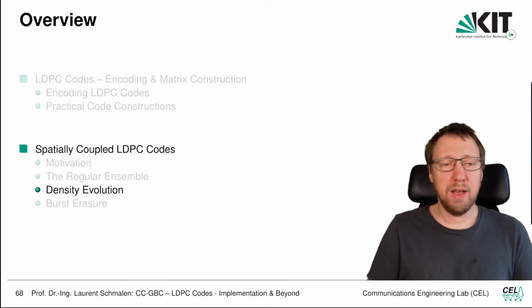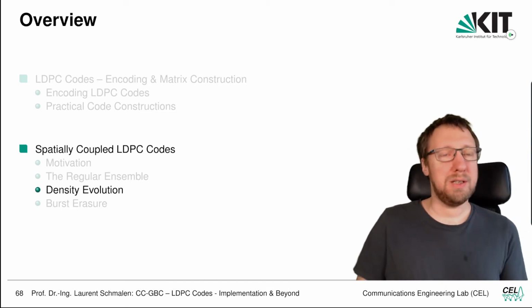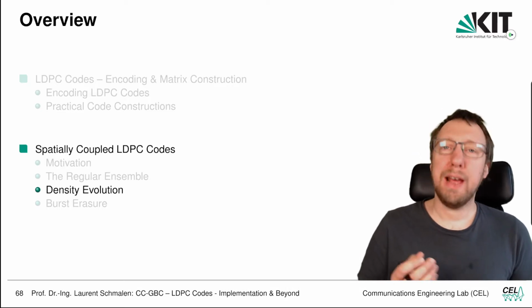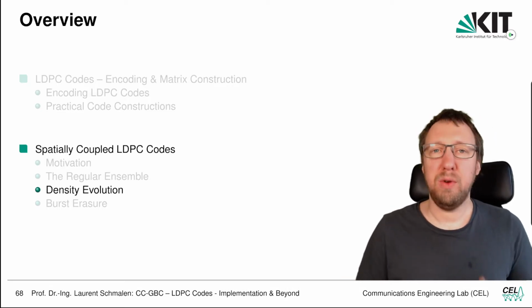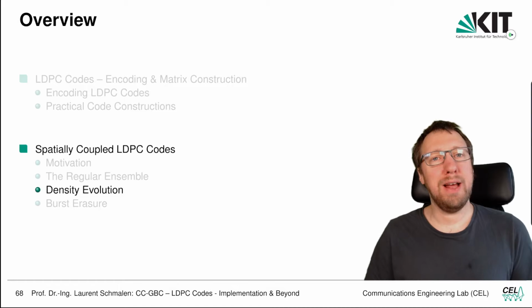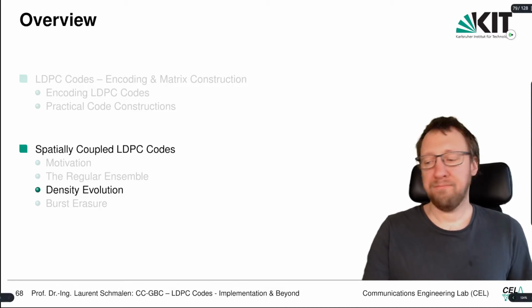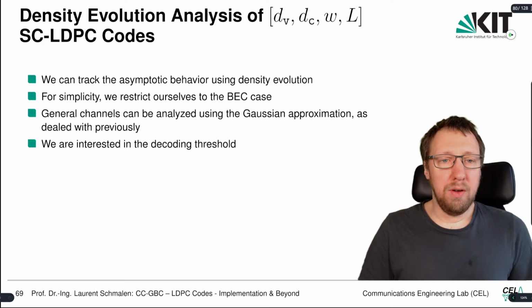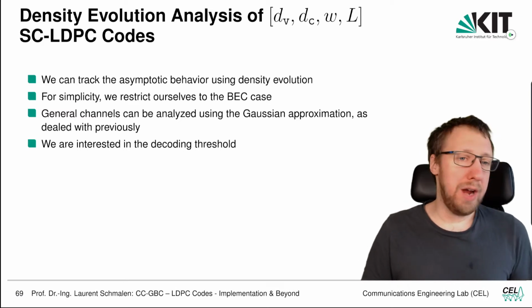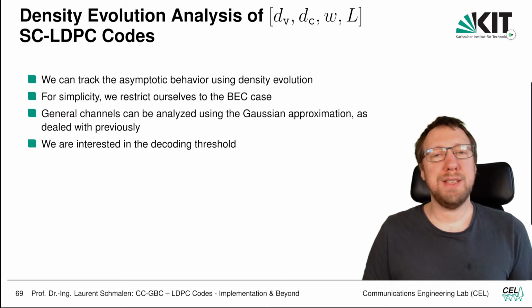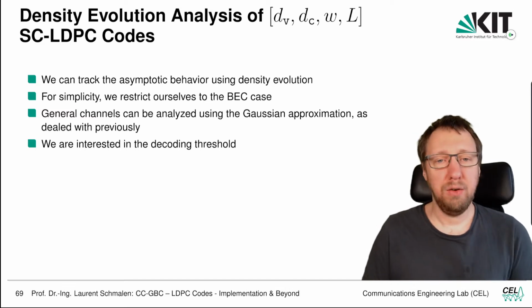So now we would like to find out about the performance of spatially coupled LDPC codes. And for this, we're looking at density evolution. Respectively, we derive density evolution, and we're looking at some thresholds of spatially coupled LDPC codes. So we can essentially track the asymptotic behavior of the spatially coupled ensemble, just as we did for LDPC codes.